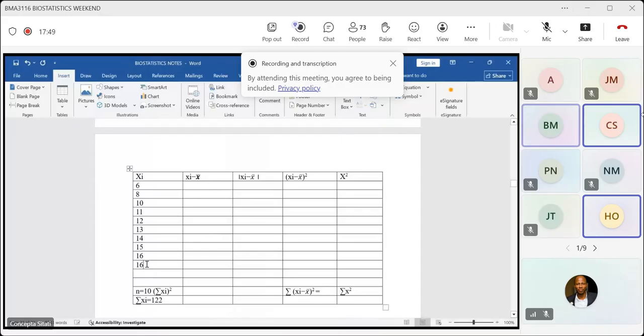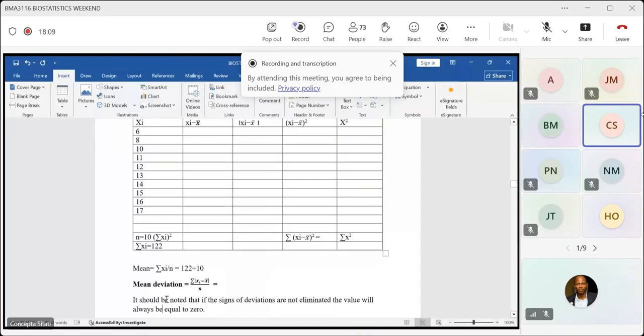Then what is our summation of x sub i? Do the summation. It is still 122. I hope you are not taking the one for the previous data that I've removed. It is 122. 122 divided by 10. What do we get? 12.2.